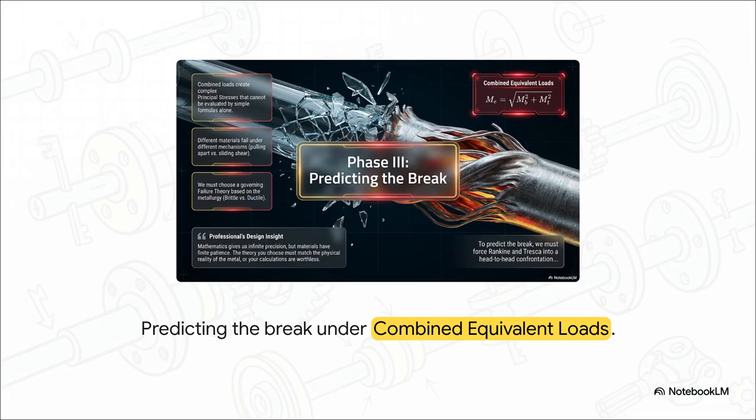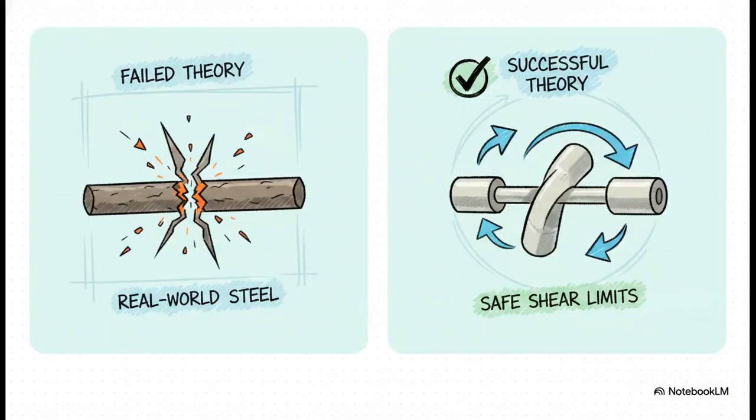When combined loads hit our shaft, they create these complex principal stresses that simple formulas just cannot evaluate on their own. To predict when the metal will violently tear apart, we absolutely have to choose a governing failure theory, and that choice is based strictly on the physical metallurgy of the shaft itself. It's actually kind of amazing. We basically have to force 2 major mathematical theories into a head-to-head showdown.